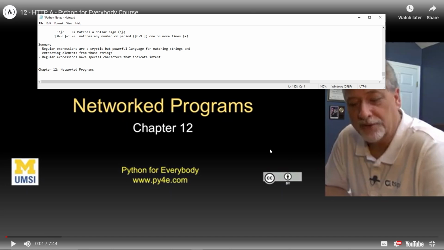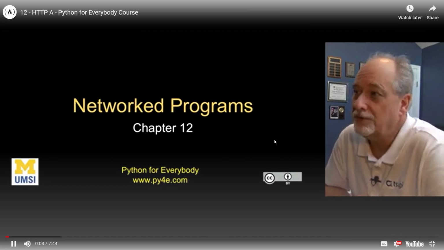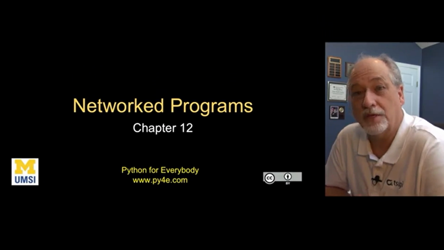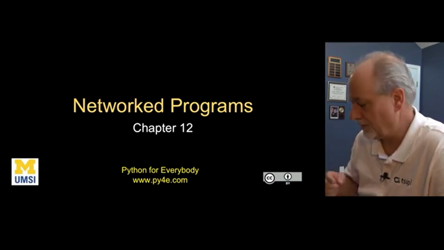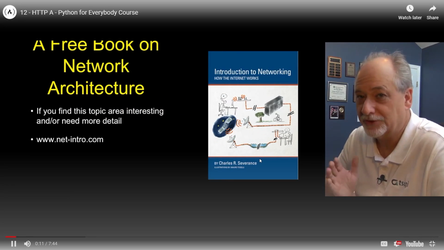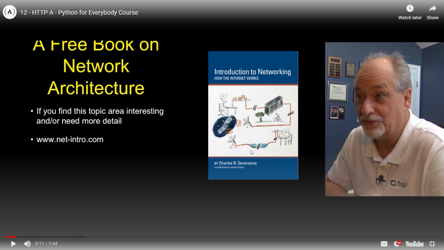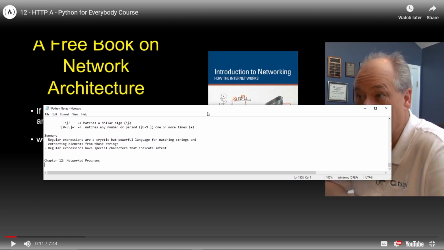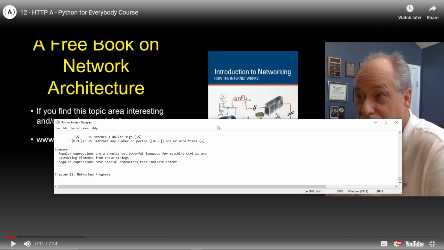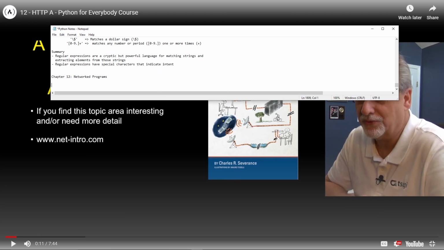Okay. And here we go. Let's see what he says. This is chapter 12. Now we're going to learn a little bit about how we talk to resources on the network using Python. Now, this is a free book on network architecture. We should write this down in the notes, even though we're going to do that anyway. A free book on network architecture. There we go.